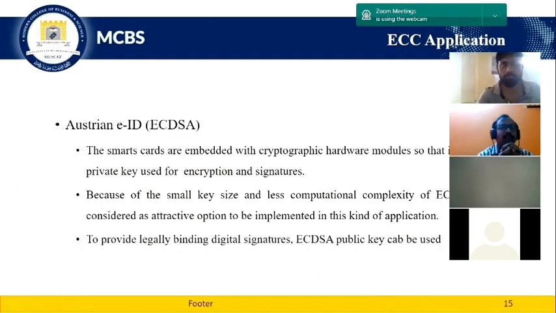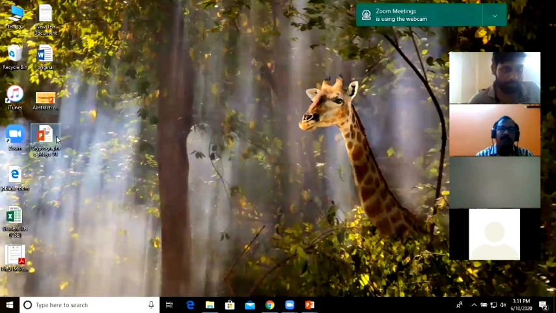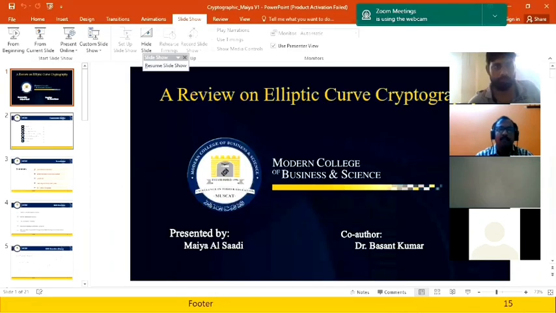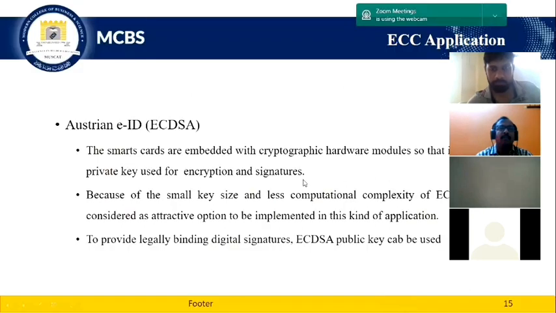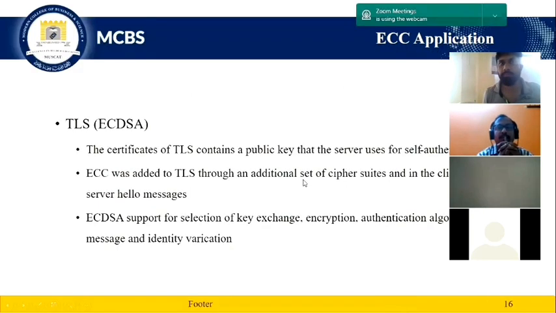Okay. The third application is the Austrian eID card. As you know, for access control there are many mechanisms that can be used, like a fingerprint, also eye scanning and so on. The electronic card is one of the famous mechanisms that has been used recently. And this card is embedded with the elliptic curve digital signature as well, where it can authenticate the user to access using the access control systems. Sir, the slides, please. Okay.